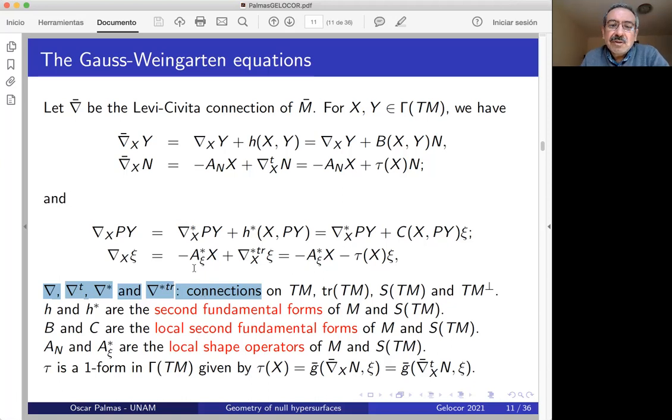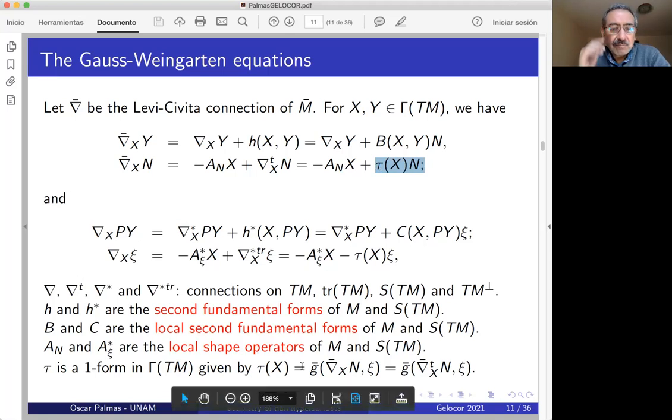And also we have 2 second fundamental forms, which are called H and H star. Also we have 2 local second fundamental forms and 2 shape operators. Just for this notation here, we define this one form tau by this formula here.